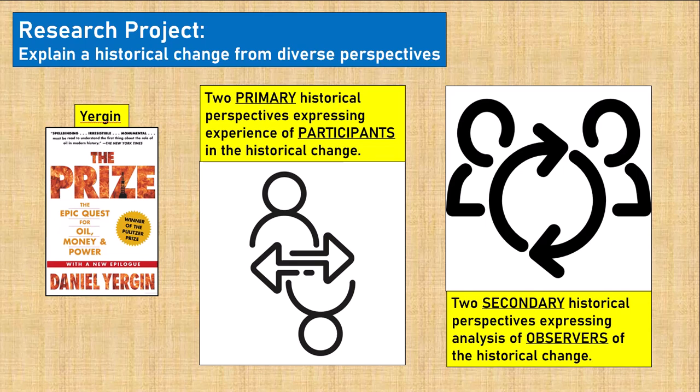2 different perspectives, what we call primary historical perspectives, that is evidence that shows the experience of those who participated in the historical change, those who were directly impacted by the historical change, people who were alive and reporting their experience while the change was going on. And then 2 secondary historical perspectives, that is to say, the perspectives of someone who is watching the change from some kind of distance, and that distance you can think of in different ways.